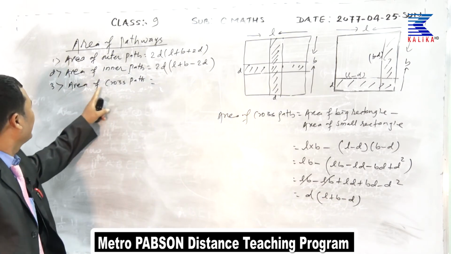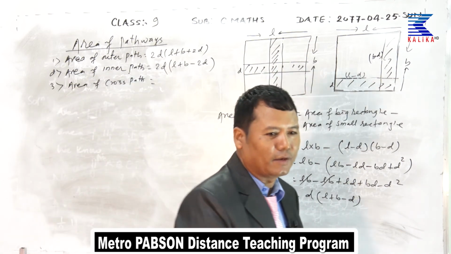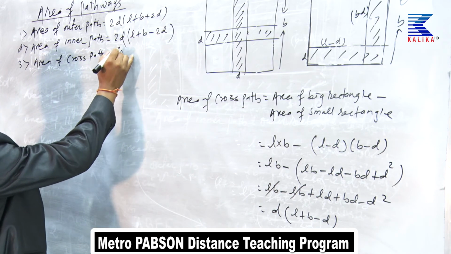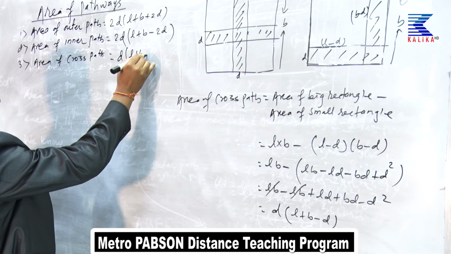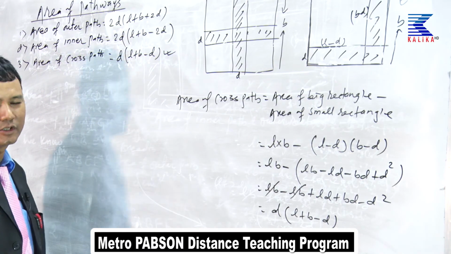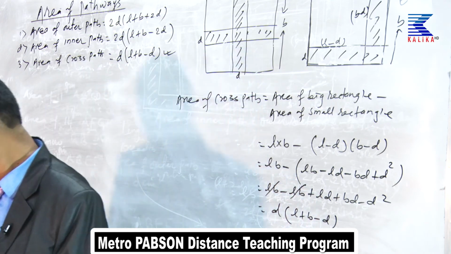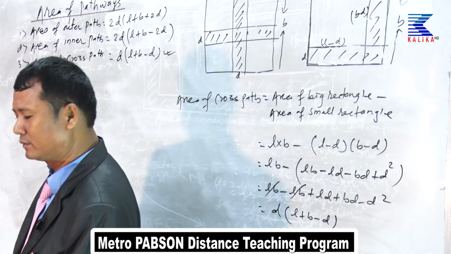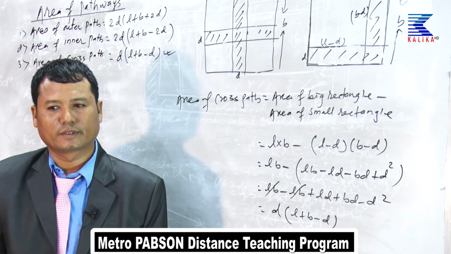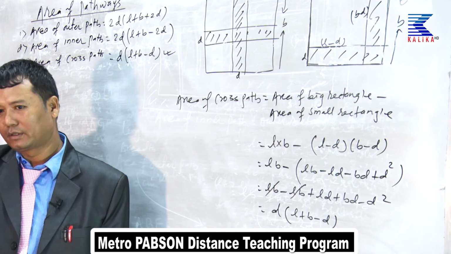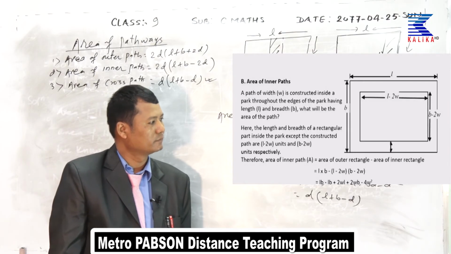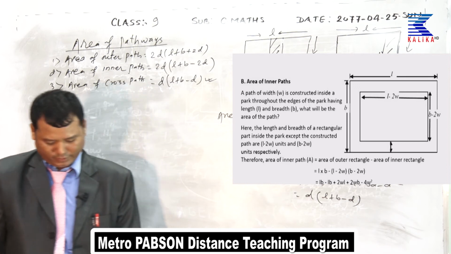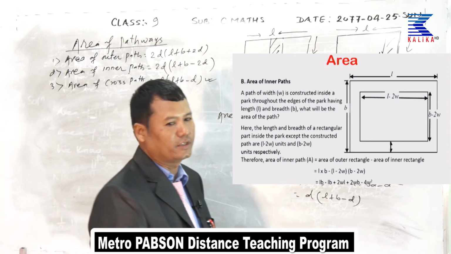What is the formula of area of cross path? The area of the cross path is D (L plus B minus D). This is the formula. Clear everybody? And next, some related questions.